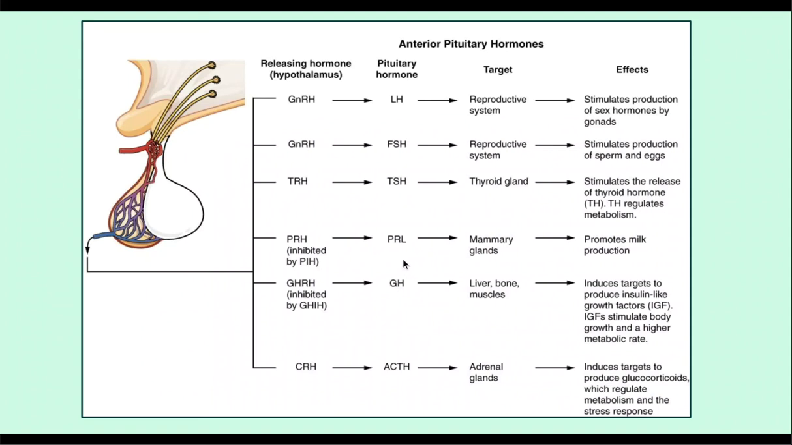Then you have prolactin, which targets the mammary glands, and it promotes milk production. It also has some involvement in inhibiting ovulation. And then you have the growth hormone, so it targets liver, bone, muscles, and as it's in the name, growth hormone, so it stimulates growth and a higher metabolic rate. And then you have the adrenocorticotropic hormone, and this influences the adrenal glands to produce more glucocorticoids, which regulate the metabolism and also regulate the stress response.